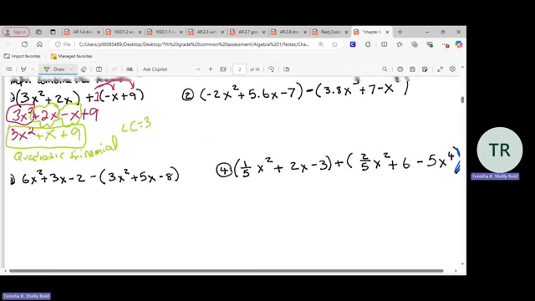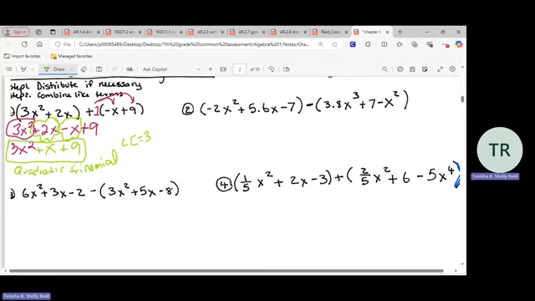Come on down. We're going to subtract number 3. So we have x squared plus 3x minus 2 minus 3x squared plus 5x minus 8. So the first one is already out. That's 6x squared plus 3x minus 2.